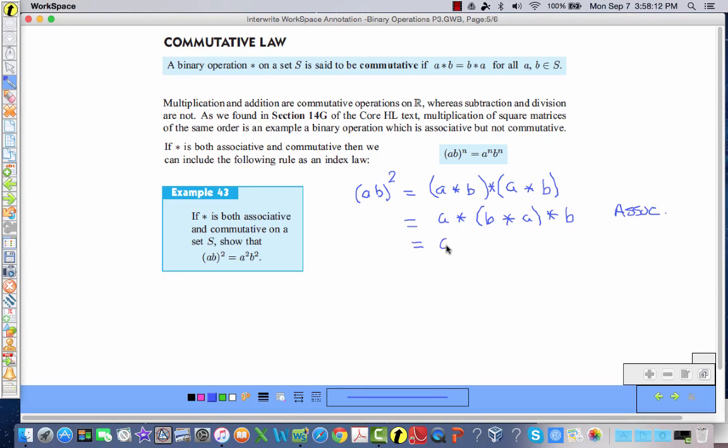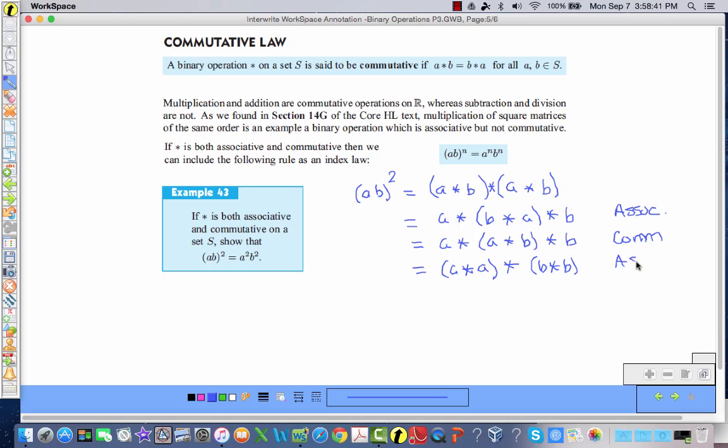And then I'm going to do this, A star A star B star B. And what did I do there? Well, I just used the commutative property to do that. And then I'm going to use associative again, moving the parentheses around.